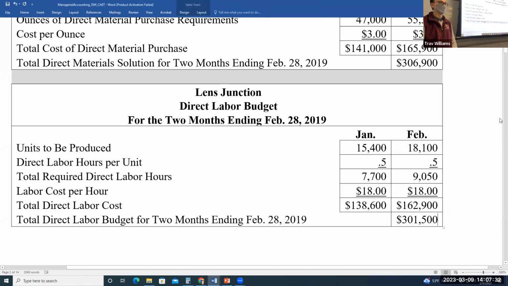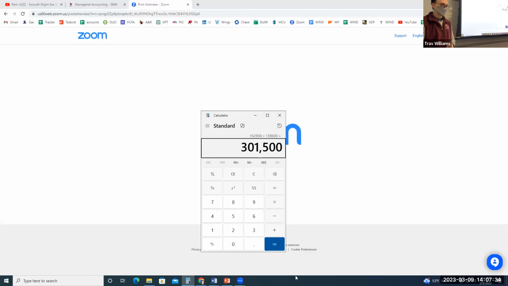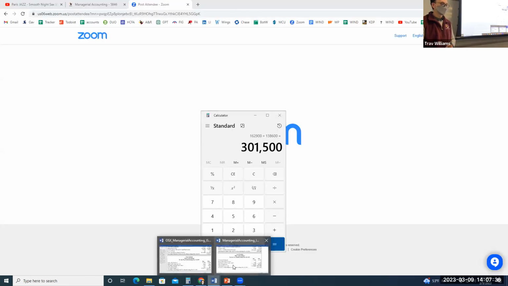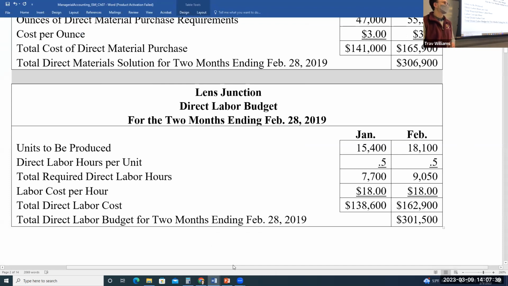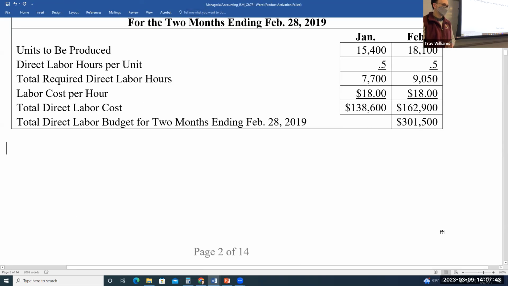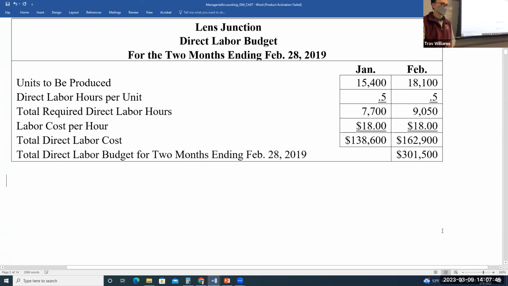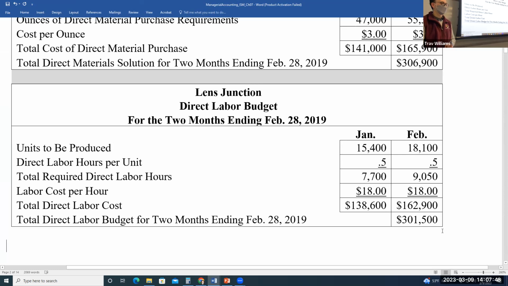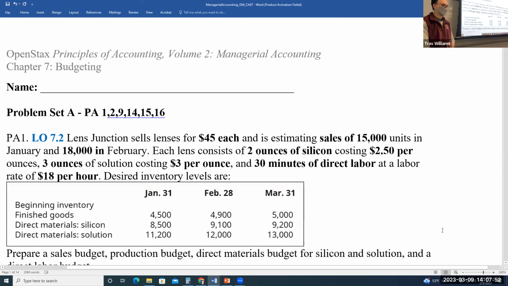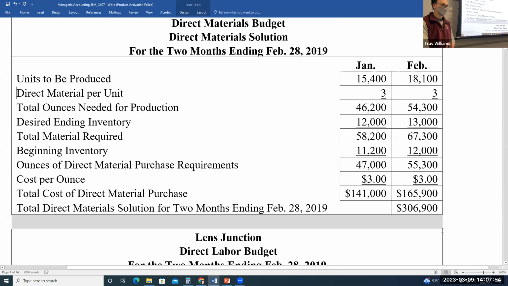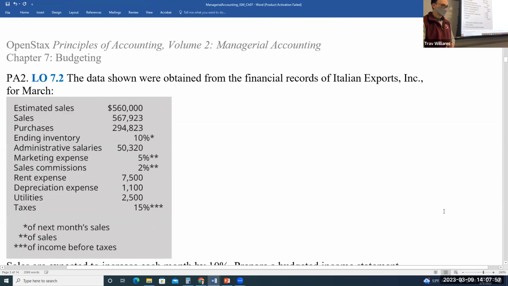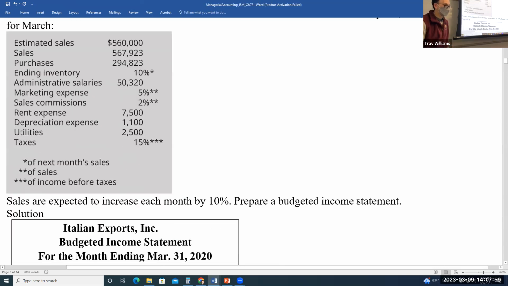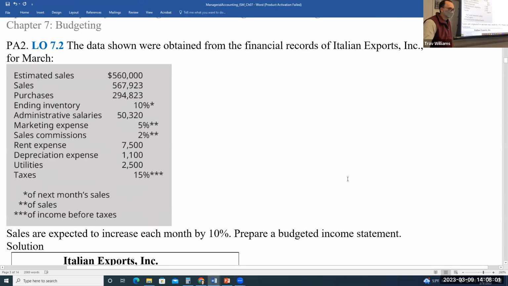Okay, great. So we did sales, production, direct materials for 2 different materials, and we did direct labor. And that concludes that problem. Are we ready to move on? Okay, so next we're going to do number 2. Going to make a budgeted income statement for March.